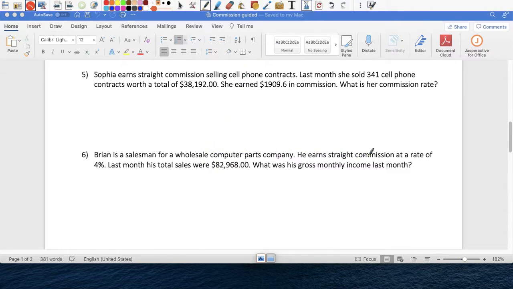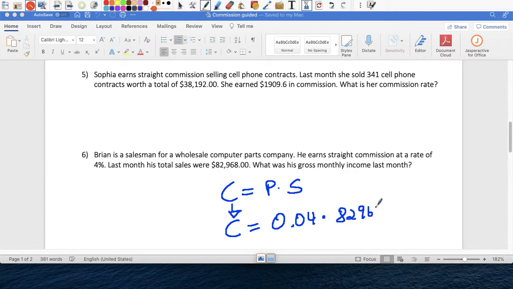Brian's a salesman. He earns straight commission again, 4%. Last month his sales were $82,968. What was his gross income? So how much did he take home after selling this much in computer parts? So percent times the sale. This is what we're interested in: how much he took home, the commission. The percent was 0.04, so he's going to take 4% out of all this amount. And 0.04 times 82,968 equals, so he took home $3,318.72.